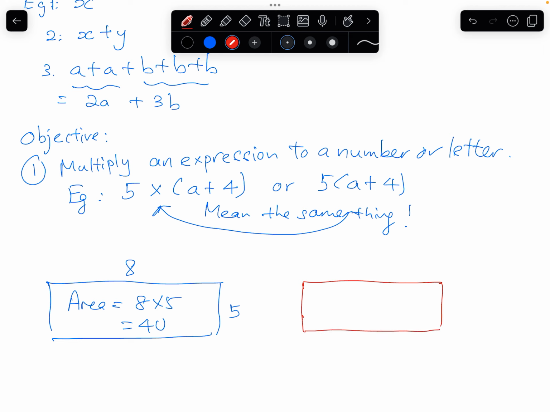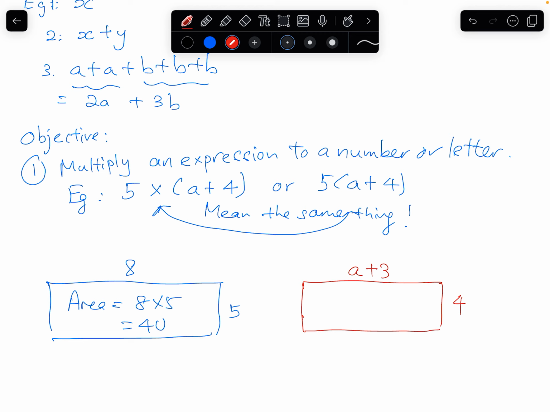Now, let me just change all the numbers up. Instead of 8, I'm going to call this a plus 3. And I'm going to call the breadth of the rectangle to be, let's say, 4. Now, you might say, how can the length be a plus 3?